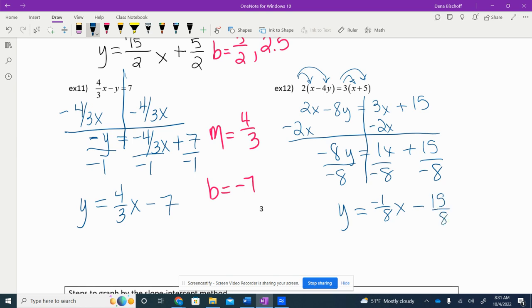Can I reduce 15 over 8? Can that be turned into a smaller fraction? Can I reduce that fraction? No, I cannot. The factors of 8 are 2 and 4, and 15 is not divisible by either one of those. So my slope is negative 1 over 8, and my y-intercept is negative 15 over 8.